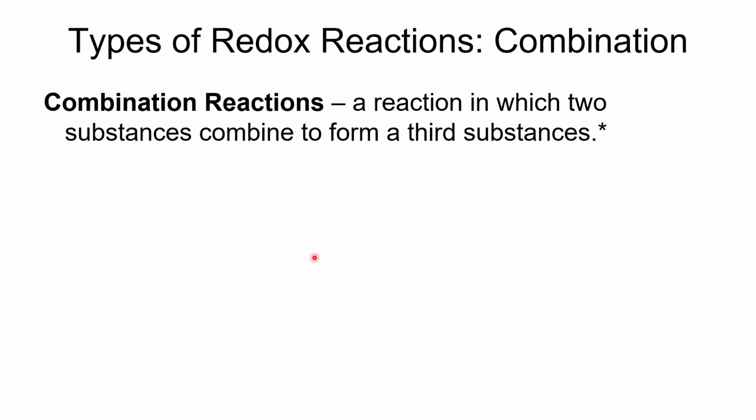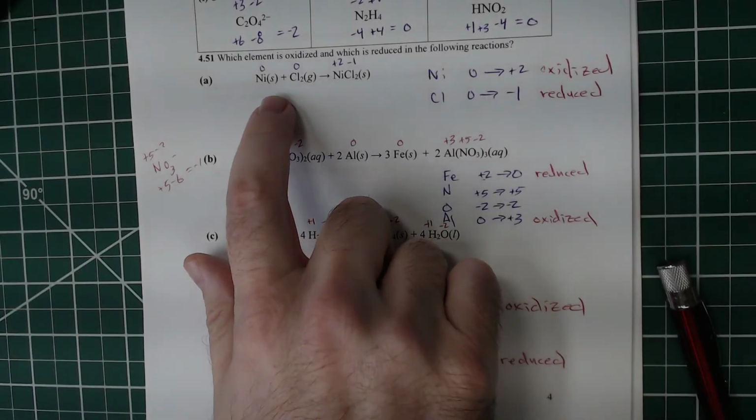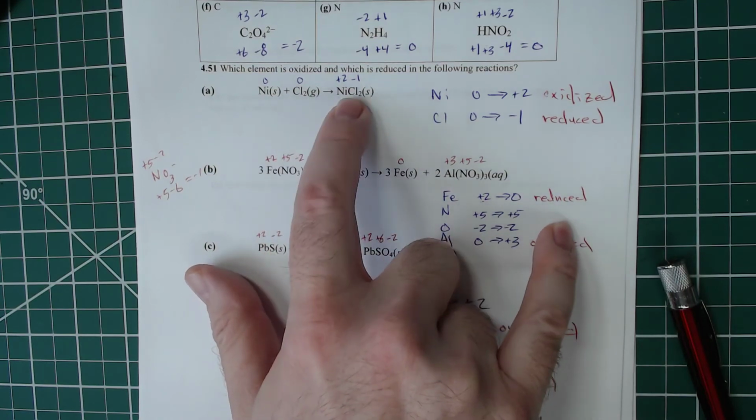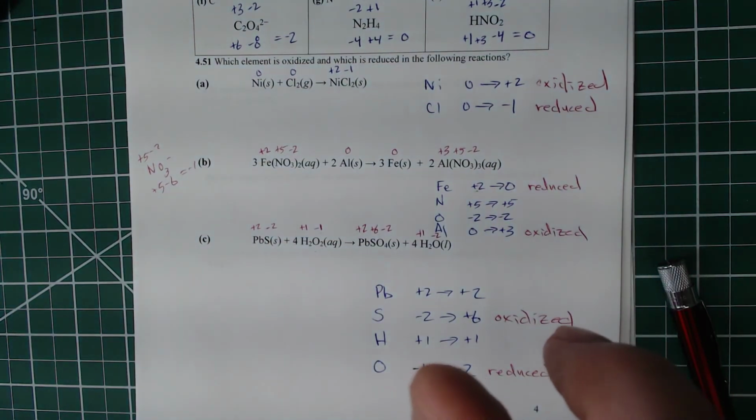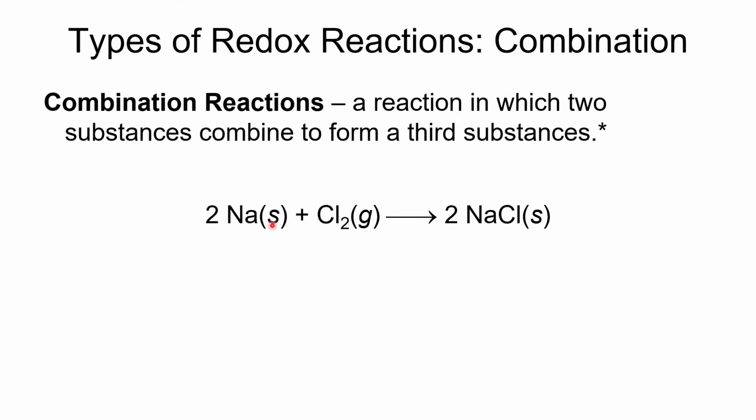All right, so there are several different types of redox reactions that we want to be aware of. There are combination reactions. Combination reactions, we saw this before in chapter 3, where we have two substances combined to form a third substance, so they form a new substance. And here is an example. Sodium plus chlorine gives us sodium chloride. We had one on that in-class assignment that we just saw. Nickel plus chlorine gives us nickel chloride. That's a combination.